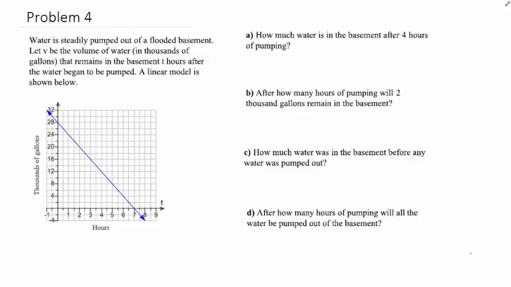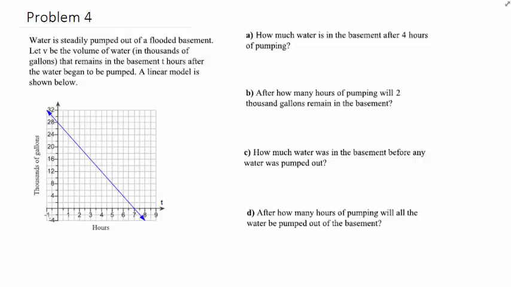Problem number 4. Water is steadily pumped out of the flooded basement. Let V be the volume of water in thousands of gallons that remain in the basement T hours after the water began to be pumped. A linear model is shown below. So here's a linear model that describes our situation.